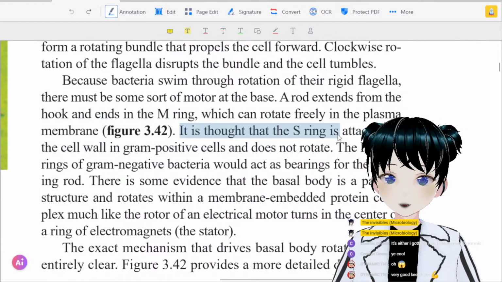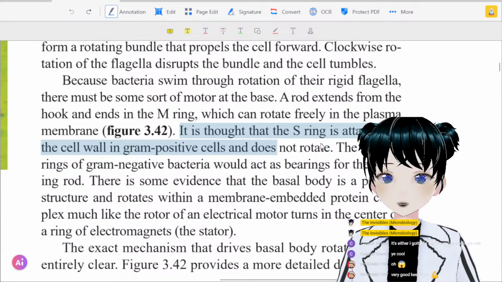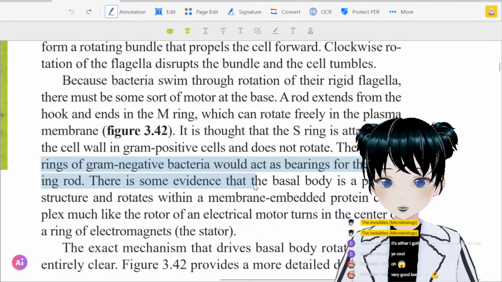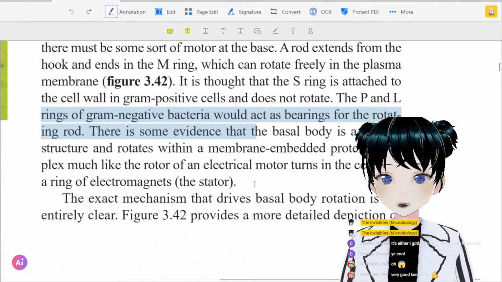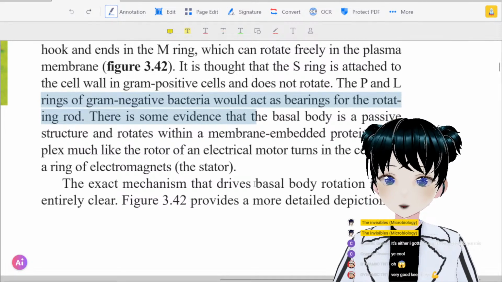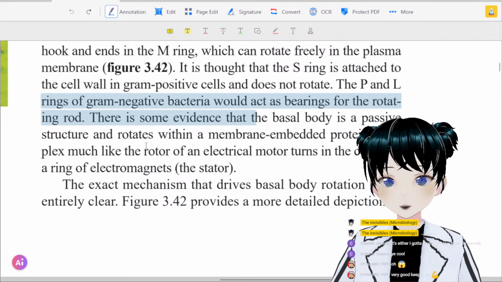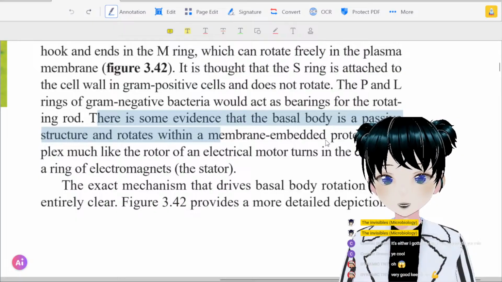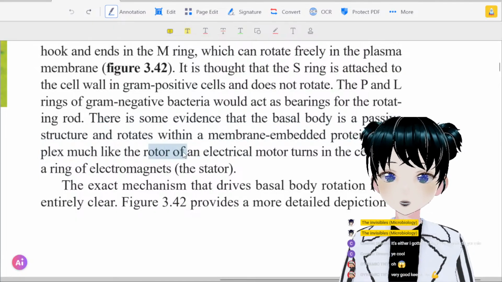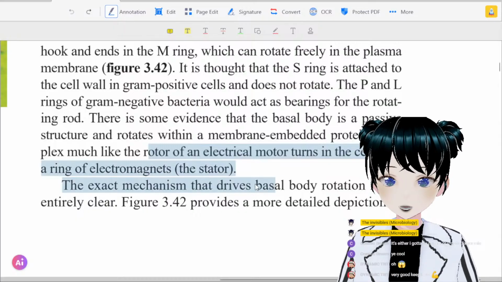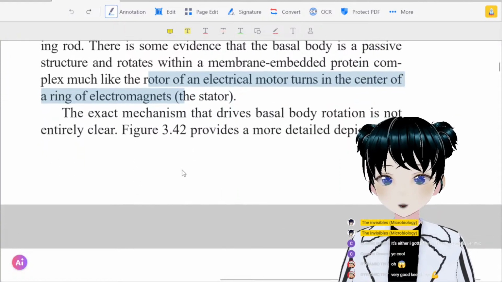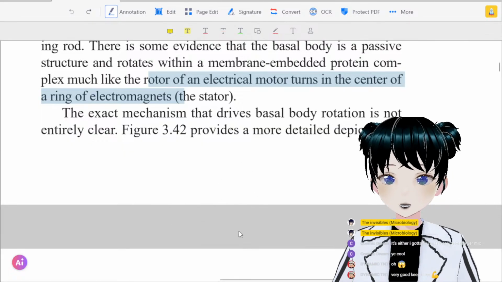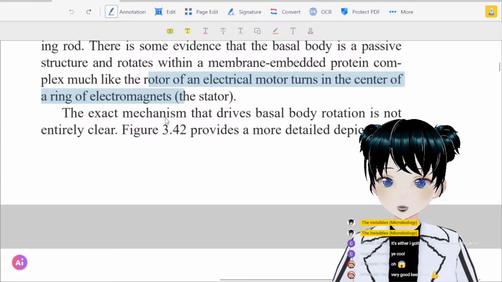It is thought that the S-ring is attached to the cell wall in gram-positive bacteria and does not rotate. The PL rings of the gram-negative bacteria would act as bearings for the rotating rod. It means it supports the rod even more, while in the gram-positive one the S-ring is attached, so it doesn't rotate that much. There is some evidence that the basal body is a passive structure and rotates within a membrane-embedded protein complex, much like the rotor of an electric motor turns in the center of a ring of electromagnets. I already explained the stator: two magnets and one thing rotating in between because of the opposite forces of the magnets from both sides.